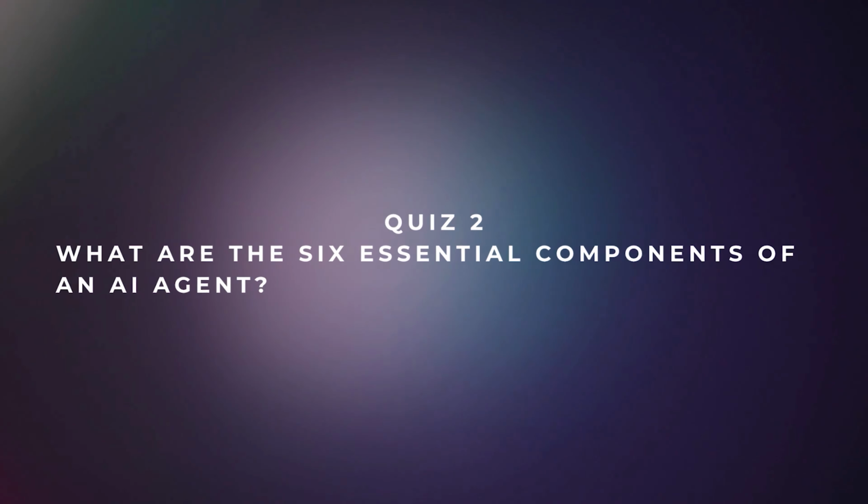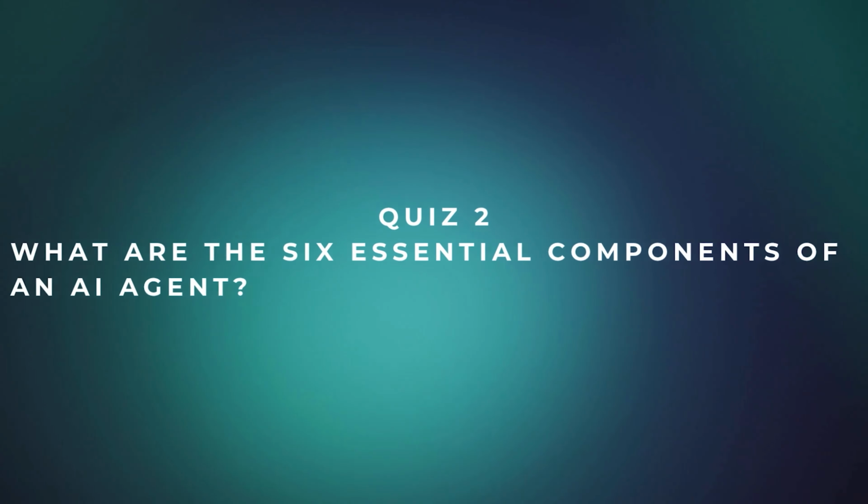Quiz number 2. What are the 6 essential components of an AI agent? List as many as you can in the comments without going back into the video.